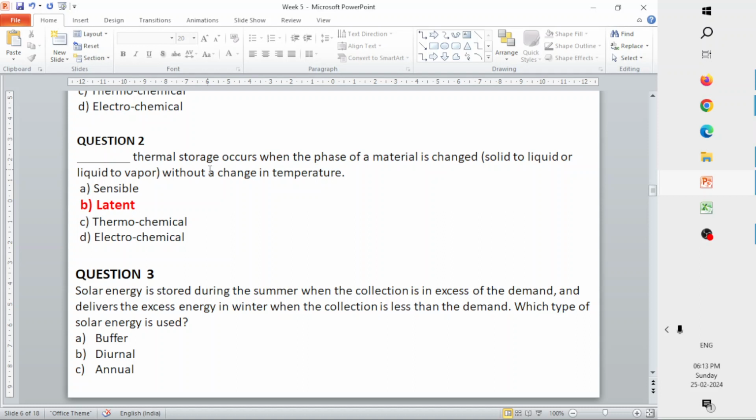In case of summer, your collection or the supply of the solar radiation is more, whereas your demand is very less, at peak hours. But in winter, since it's chilly outside and the temperature drops very low, you actually want warmth, you want to keep your place warm. So for that you want solar energy or energy as such.